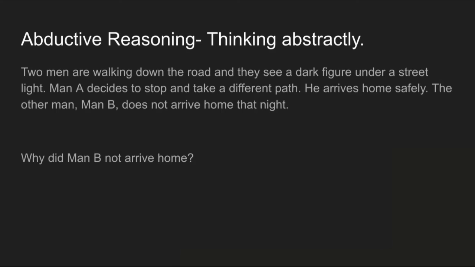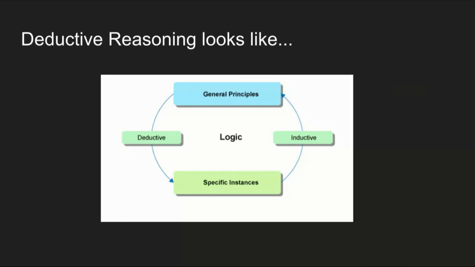Moving on from inductive reasoning, we're going to go to abductive reasoning. Now, this is my personal favorite, not because it is any more true or accurate than any other form of logical reasoning, but because it's the one that most applies to literature. When you are reading a story, you don't always have all the information. And as a result, you sometimes have to draw your own conclusions. And that's really what abductive reasoning is about. You're thinking abstractly to draw conclusions.